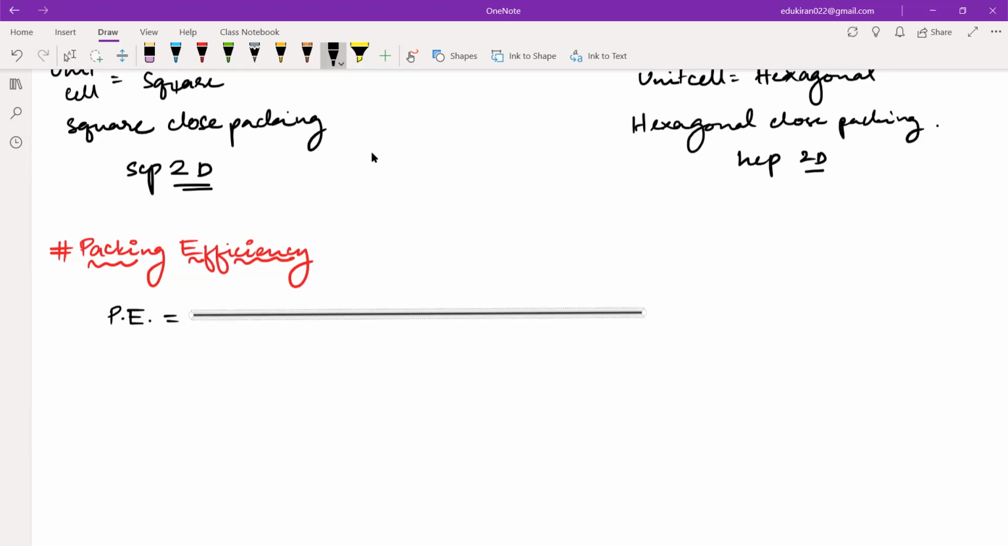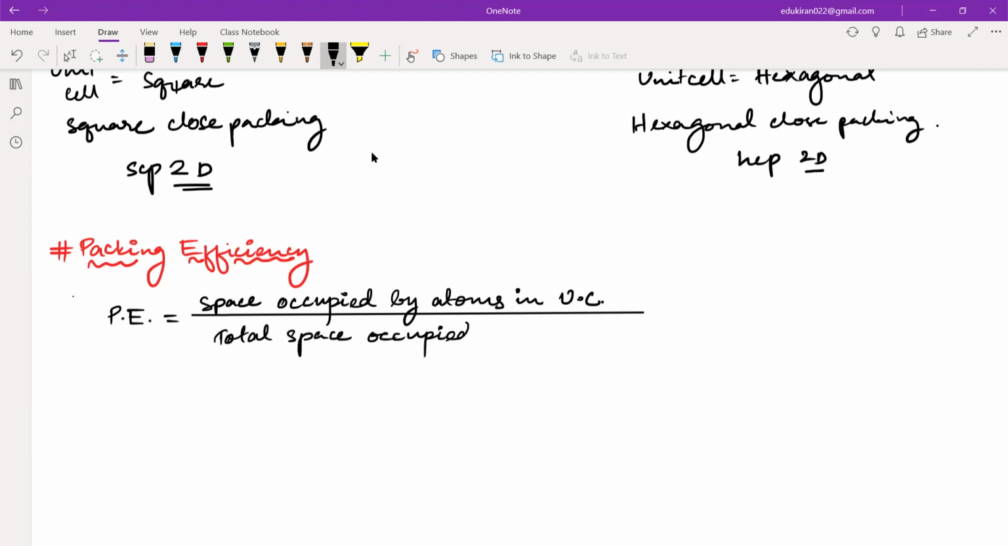So this is the formula for packing efficiency. You will not remember anything else. Packing efficiency is the space occupied by atoms in the unit cell divided by the total space occupied by the unit cell, into 100. Here you will get the percentage, and the solid whose packing efficiency is higher is a better solid. Is that clear? Yes or no?